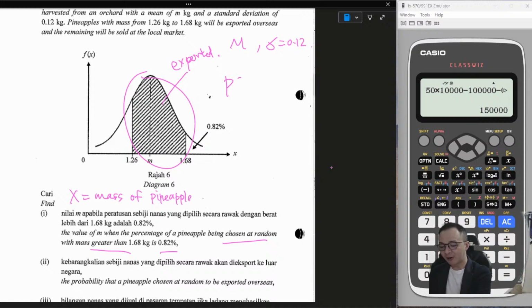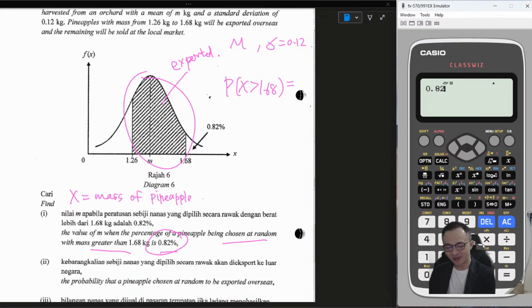Okay, so right now the mass is more than 1.68 kg, equals to 0.82%. That means this one itself is less than 1%. So you need to use 0.82 divided by 100. So this one is basically 0.0082.